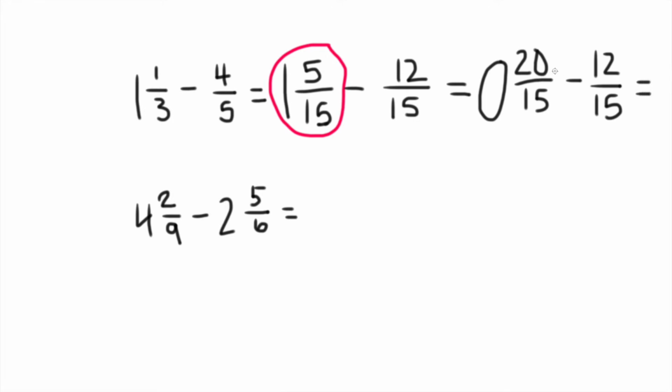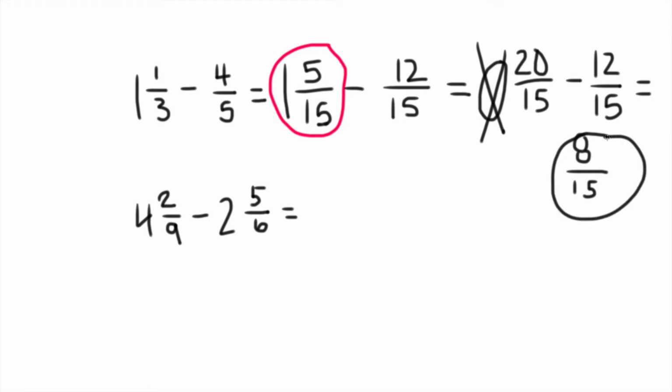Now this 0 is inconsequential, so I'll cross it out. But the reason why I wrote it here is so you can see in the next problem why I did that. Anyways, now we can subtract 20 minus 12. That answer is 8 over 15. We cannot reduce it any further, so we are done with that problem. Boom. 8/15.